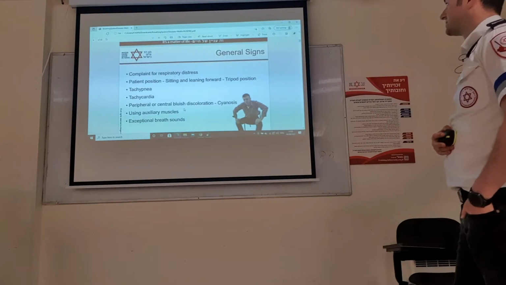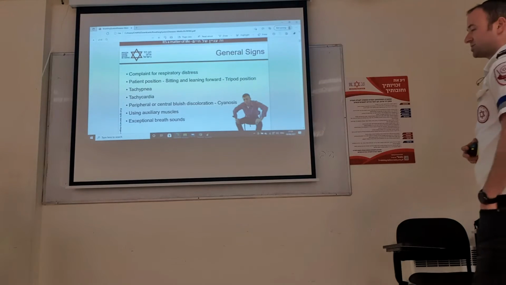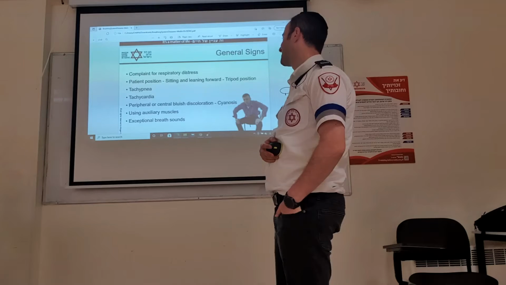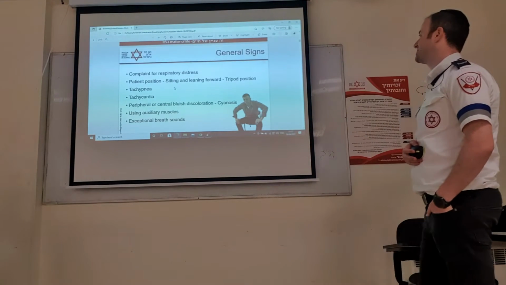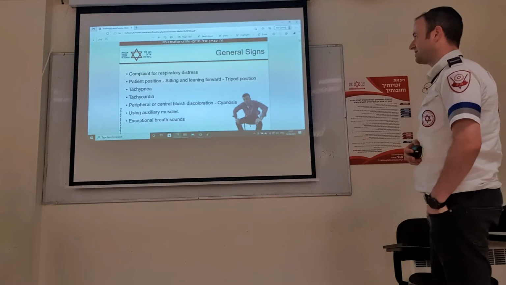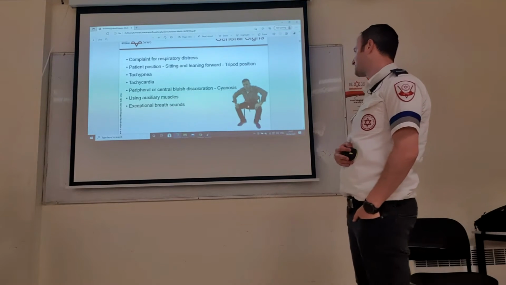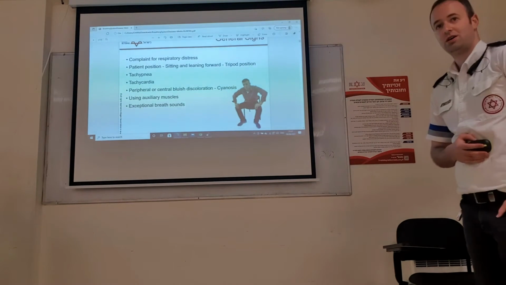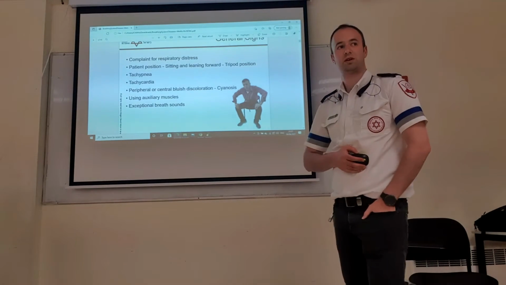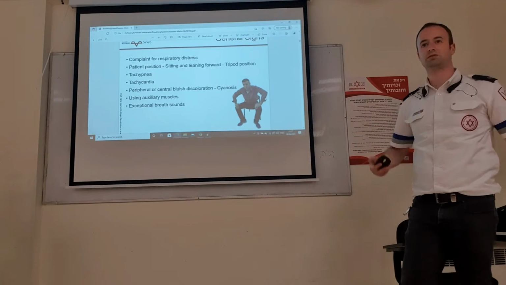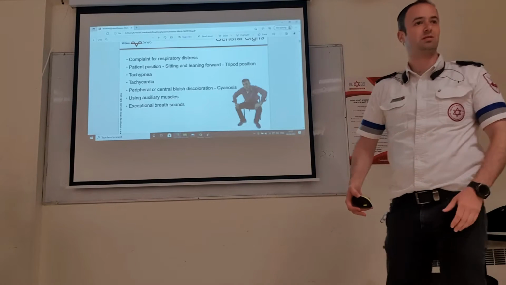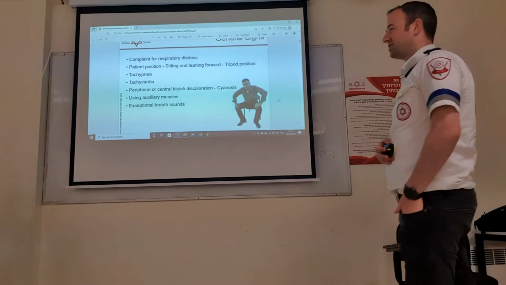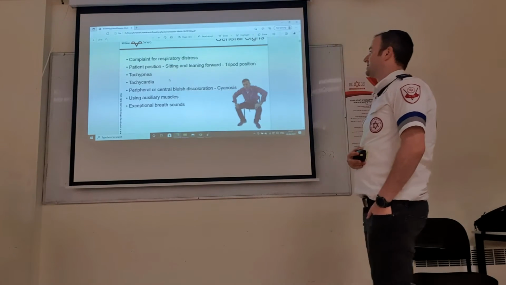General signs. Complaint of respiratory distress. If you believe them, then that's a sign of respiratory distress. Patient's position, sitting, leaning forward in tripod position. That is a position that we naturally get into when we're having a hard time breathing. It helps us inflate our lungs and breathe. Humans somehow know how to get to that position when they want to take big breaths.